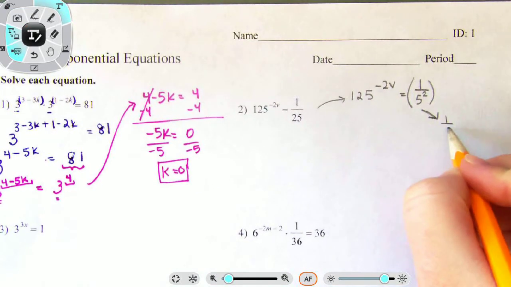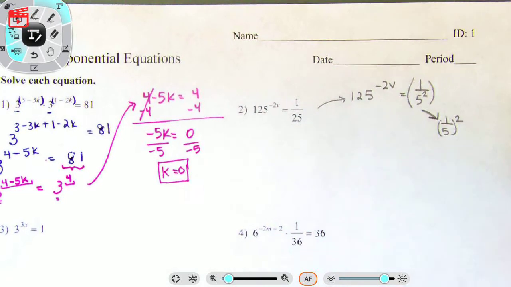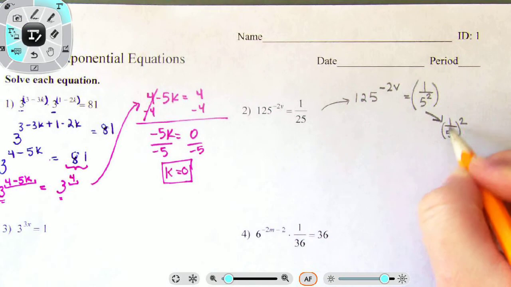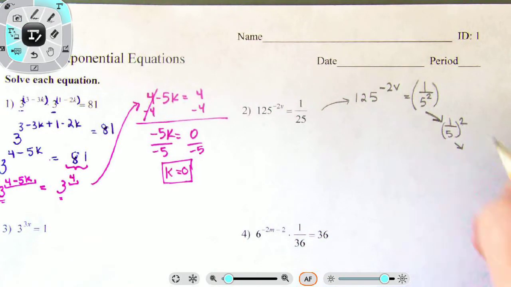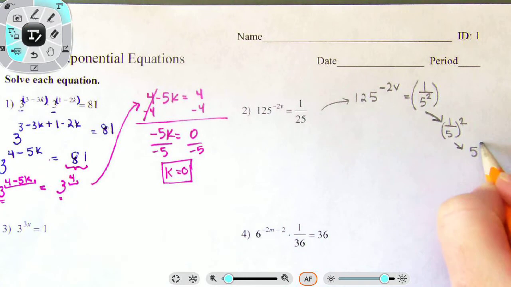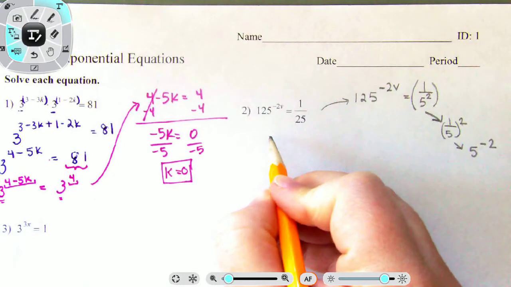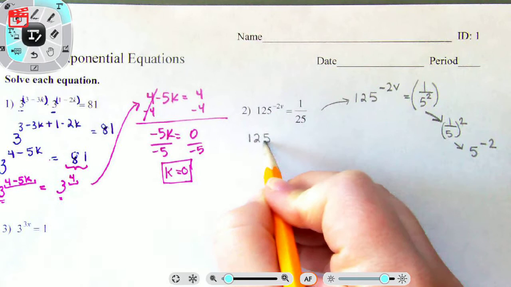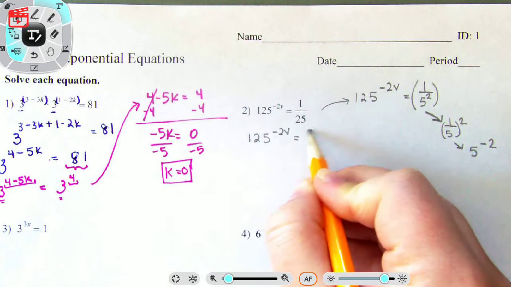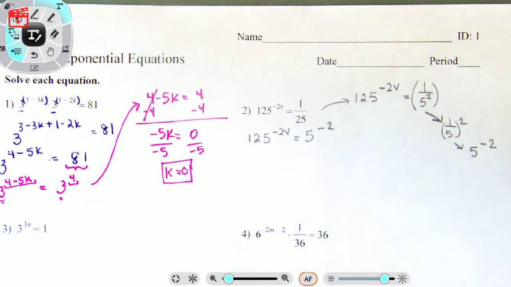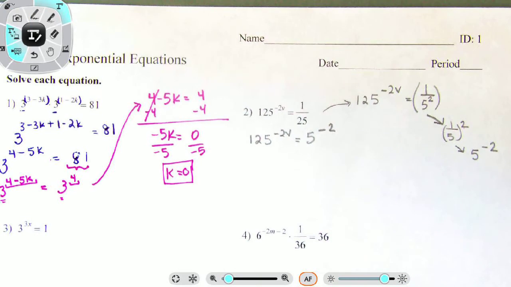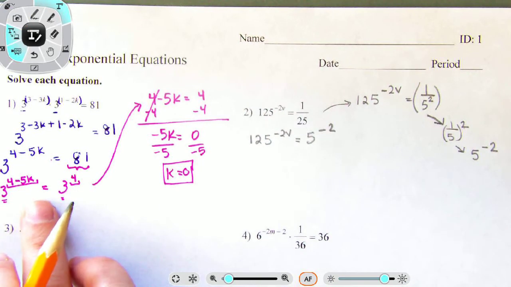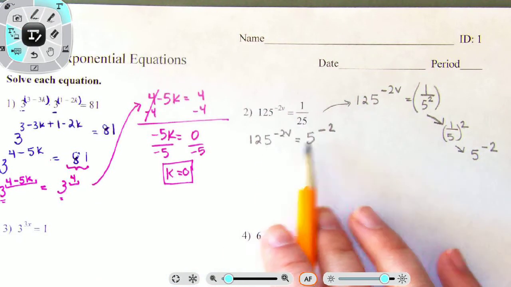I know that 1 over 5 squared is the same thing as (1/5) squared. And again, since I don't want it to be a fraction, I'm going to go ahead and take the reciprocal of this by making my exponent a negative. So I'm going to say I have 5 to the negative 2 power. So I'm going to go back here, and I'm going to say I have 125 to the negative 2v power is equal to 5 to the negative 2 power. Now we can't do the one-to-one property like we did here just yet. We first need to get my bases the same.